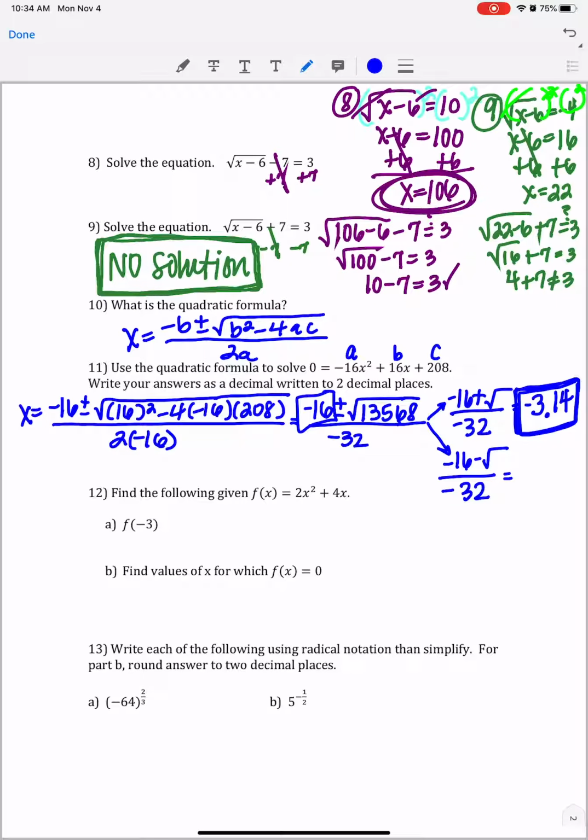So now let's put this next one in. Negative 16 minus the square root of 13,568. You get negative 132.48 and some other junk. Divide that by negative 32. And you get 4.14. Okay, if you need help putting this in your calculator, you need to let me know. I can't really show you how to do it on this video.